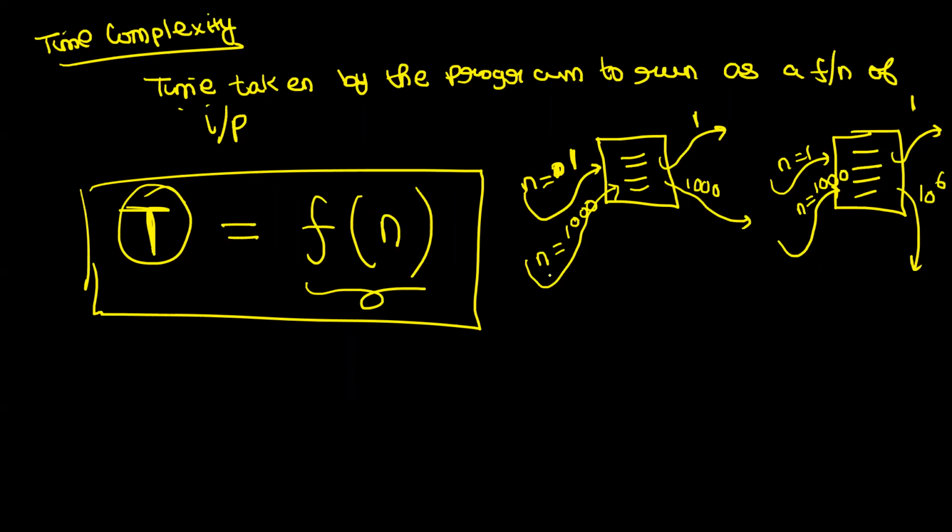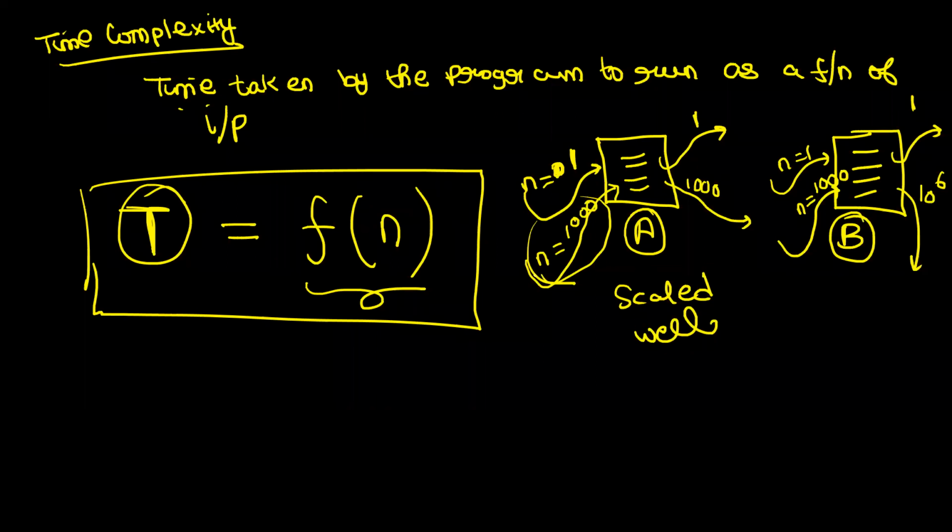So can you tell me which one is better? If we want to make a rough judgment, which program is better, the first one or the second one? The first one. Because at smaller inputs, both programs ran in approximately the same time. But when I increase the size of input, this program takes a lesser amount of time to run as compared to the other. So this program has scaled well.